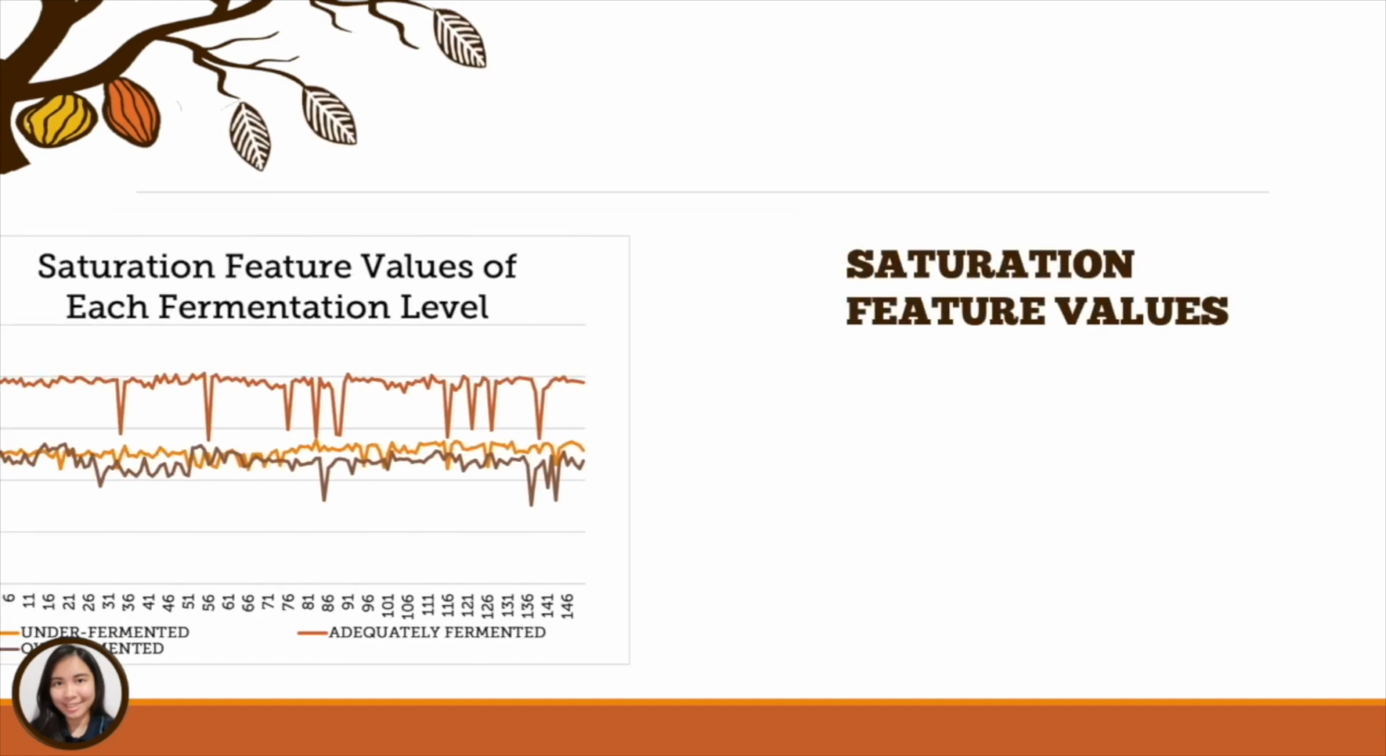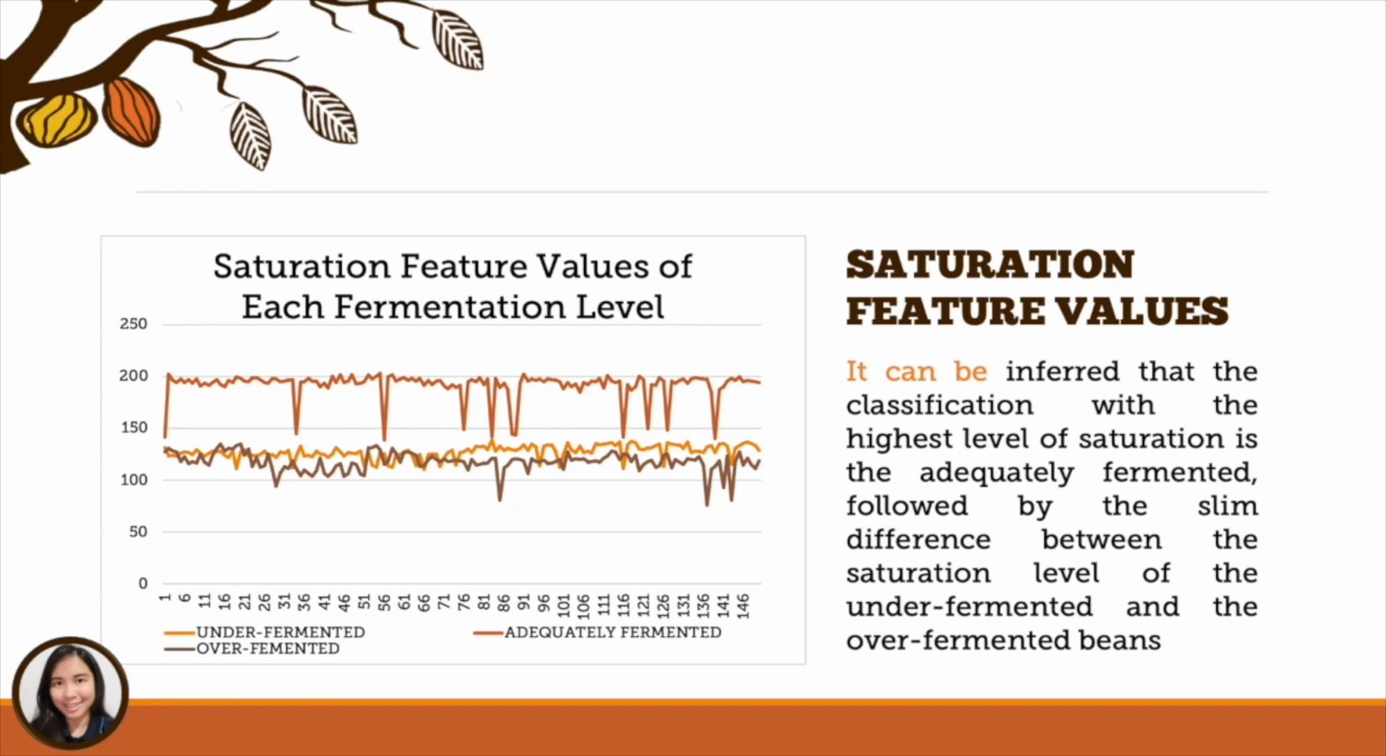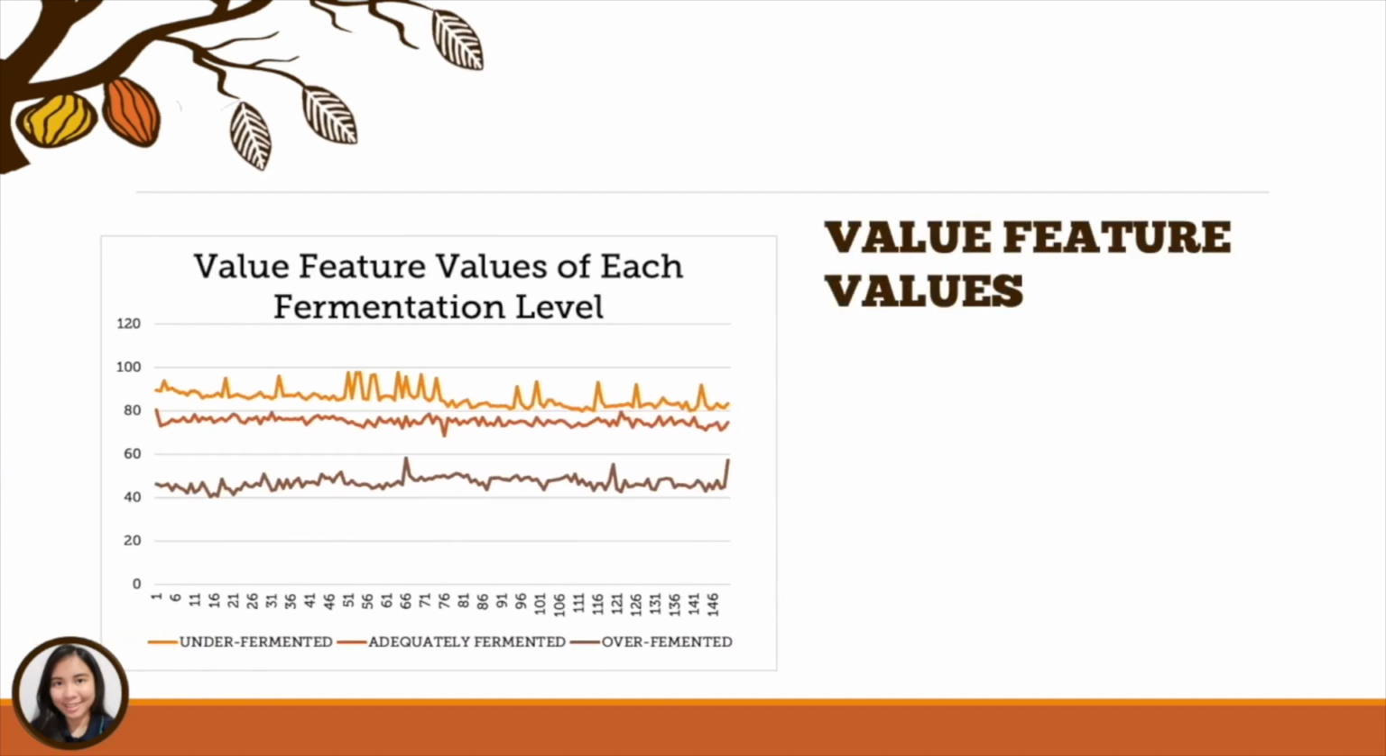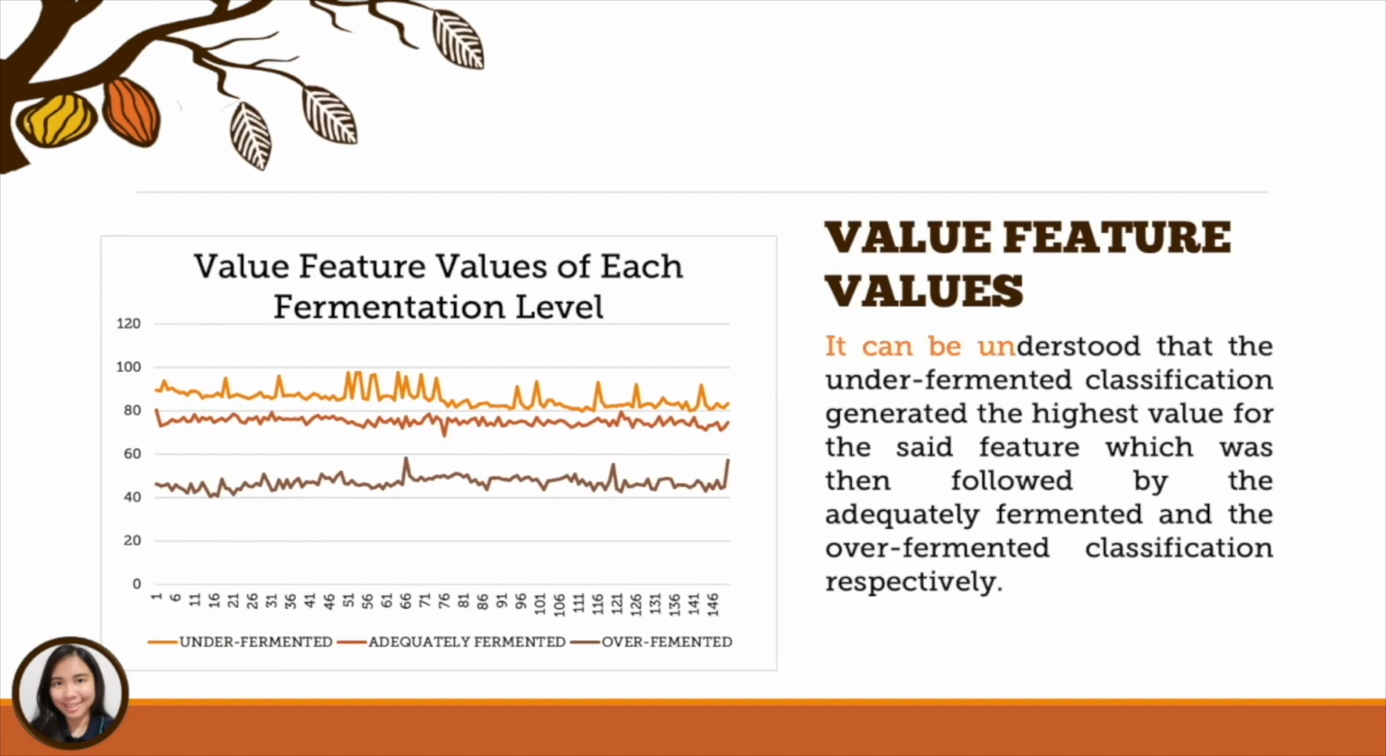For the saturation feature values, it can be inferred that the classification with the highest level of saturation is the adequately fermented, followed by the slim difference between the saturation level of the under-fermented and the over-fermented beans. The last feature of the HSV color space is value. It can be understood that the under-fermented classification generated the highest value of the said feature, which was then followed by the adequately fermented and the over-fermented classification respectively.